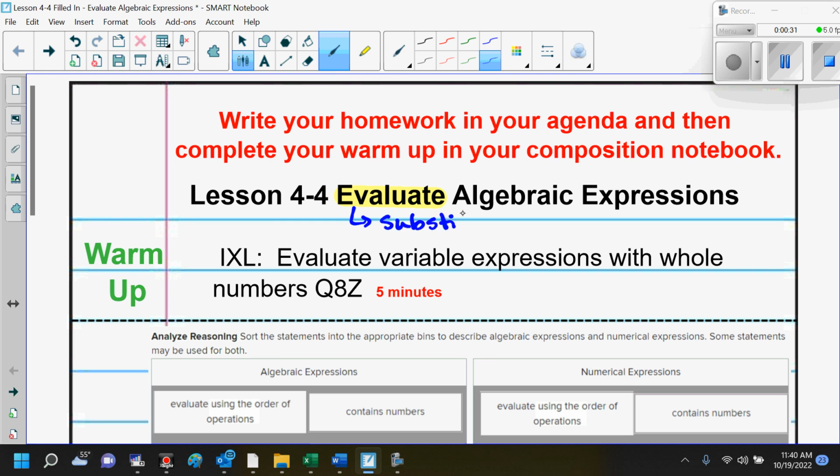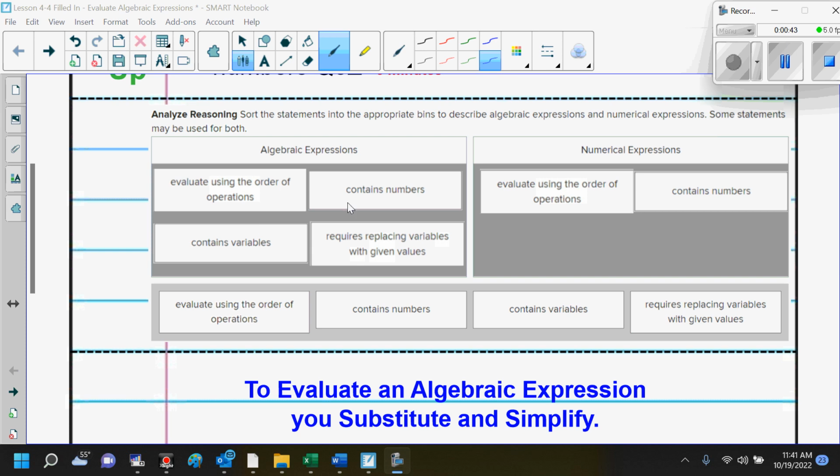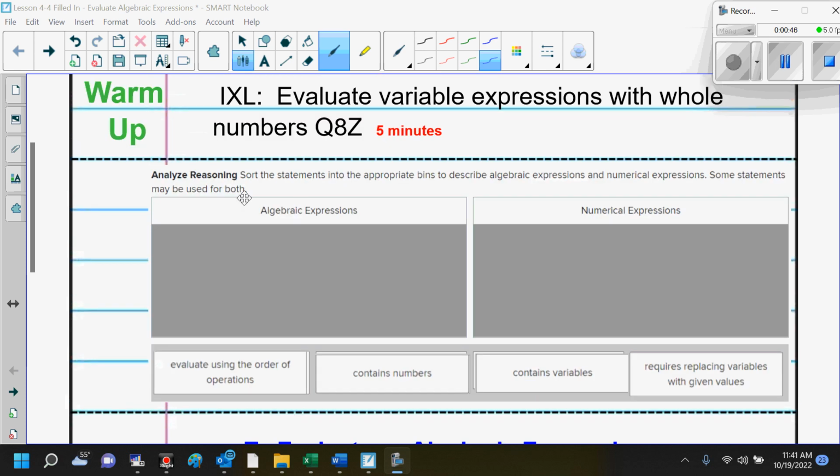Substitute and simplify. Okay? So the first thing we want to do is sort the statements that are down here below into the appropriate bins. The first bin says algebraic expressions, and the second bin says numerical expressions. On your paper, I want you to write a table, one that's titled algebraic expressions on the left, numerical expressions on the right.